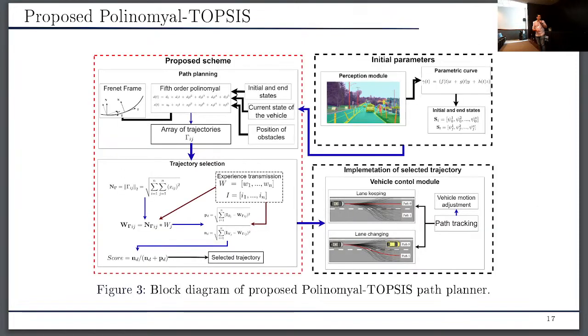So in the next figure, we have the proposed polynomial TOPSIS. The process starts with the initial parameters, with the perception module that generates the parametric curve and the initial and end states. With that information, the path planning algorithm applies the first order polynomial and generates an array of trajectories that will be characterized in the Frenet frame. With those trajectories, the trajectory selection receives the weight and impact vectors to select a trajectory. That trajectory, as mentioned previously, works as reference for the vehicle control module that carries out the task of path tracking.